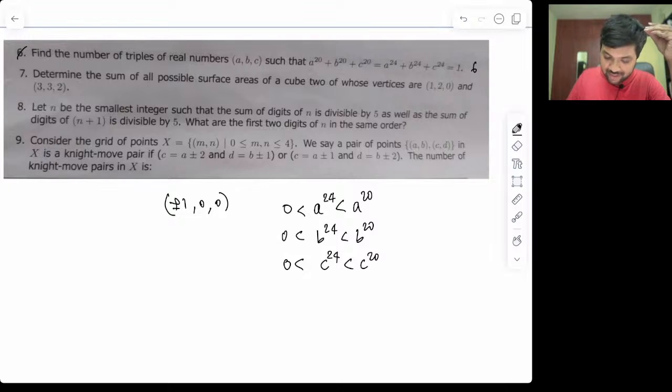Typically bounding, right? Bounding is one technique which you have to keep in mind throughout. Alright, determine the sum of all possible surface areas of cubes, two of whose vertices are 1, 2, 0 and 3, 3, 2.